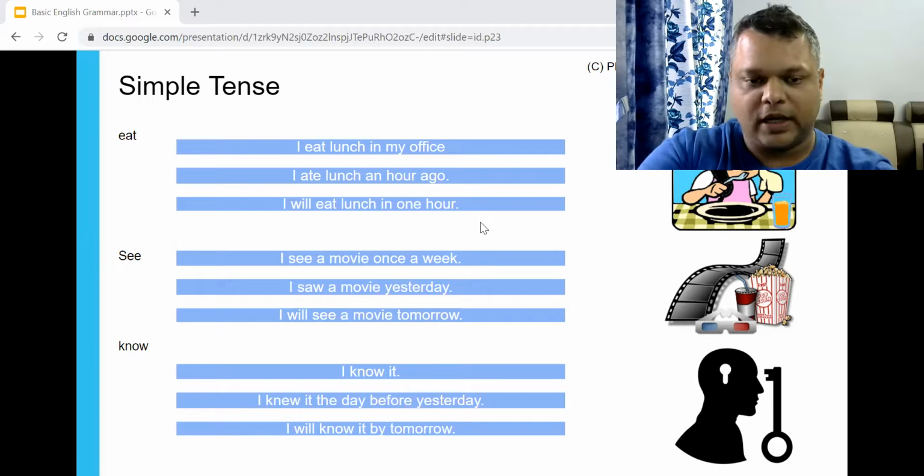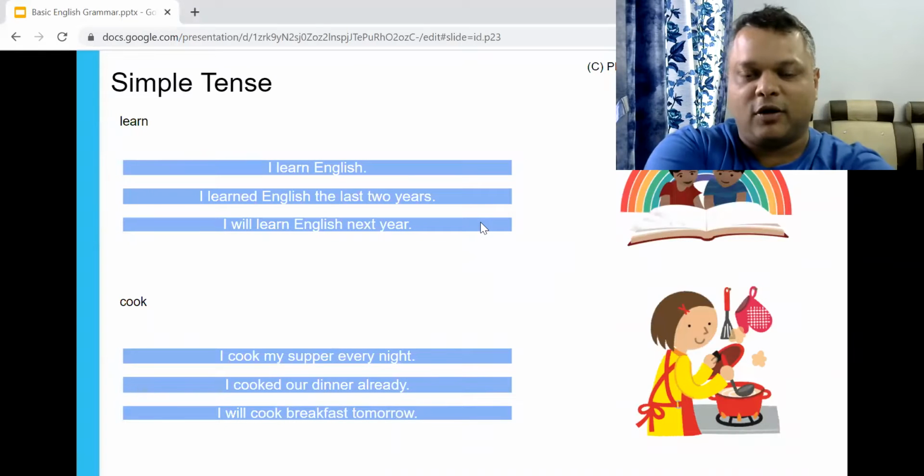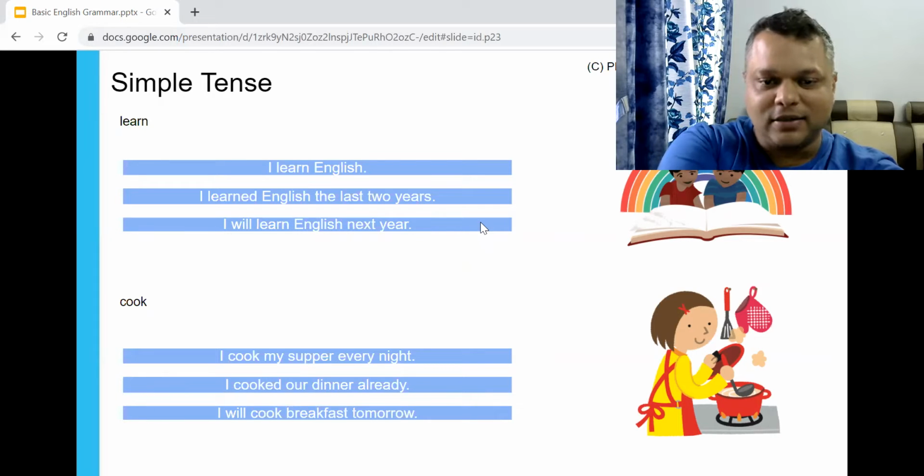Okay, I guess we are clear on this particular slide. Let's move on to the next one. So again, there are a few more examples here of simple past and future. I'll read this one out to you. Example is learn. I learn English. That is a simple present tense. I learned English the last 2 years. It is the past tense. And I will learn English next year. It's the future simple tense.